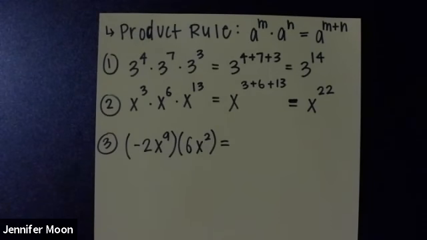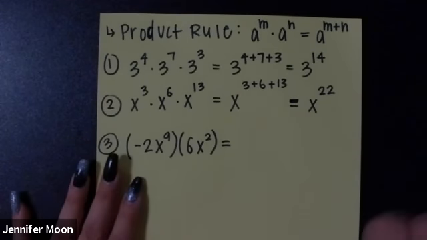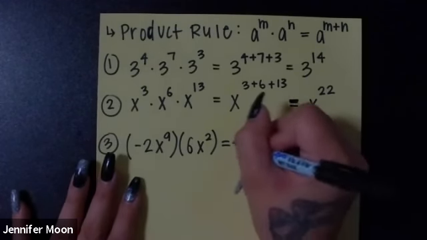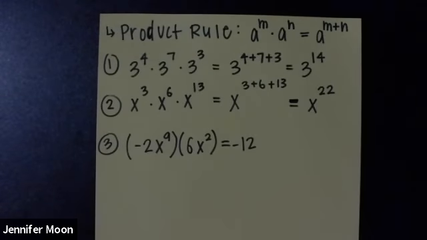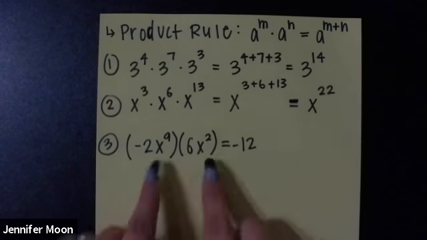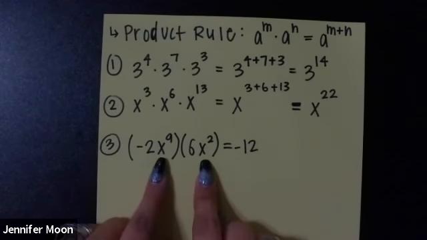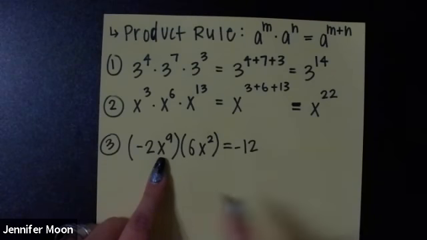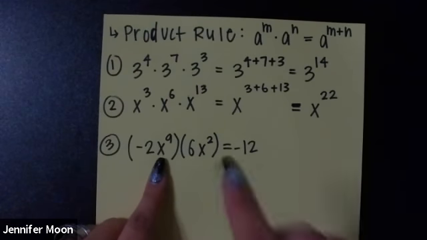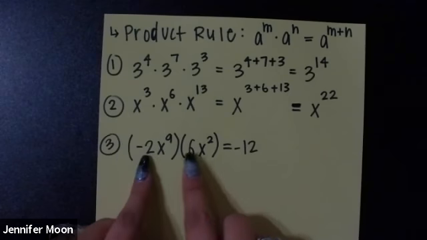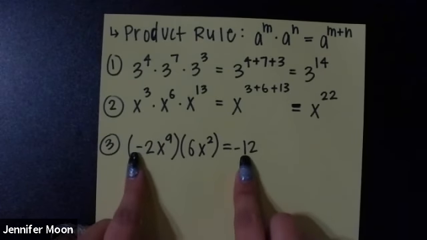-2 times 6, right? Those are just coefficients. I can just do multiplication. -2 times 6 is what? 12, signs are different, so it's negative. So that's looking at the coefficients. Now, as far as my bases, these would be my bases. All you really need to do after a while is what I've always done: 2 times 6 is 12. Signs are different, so it's negative.